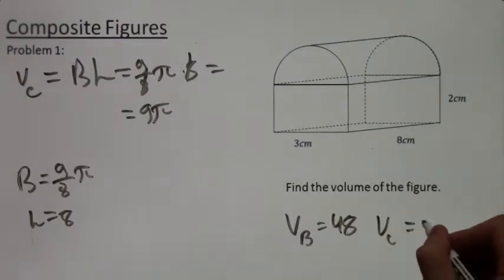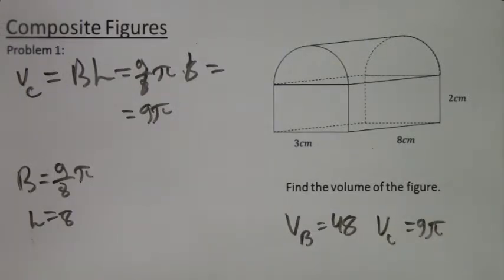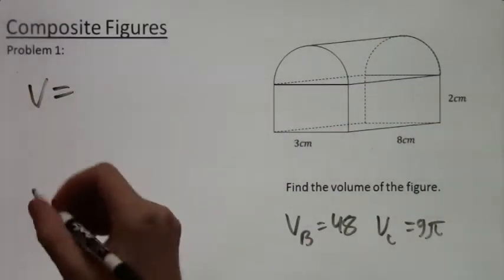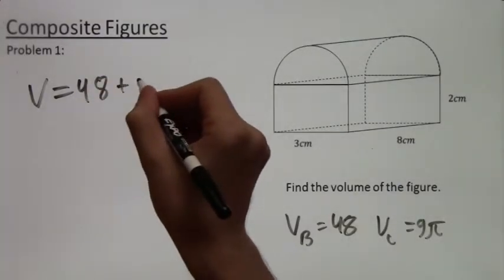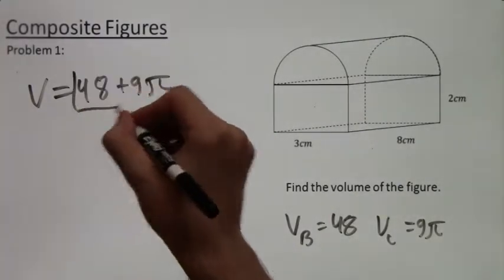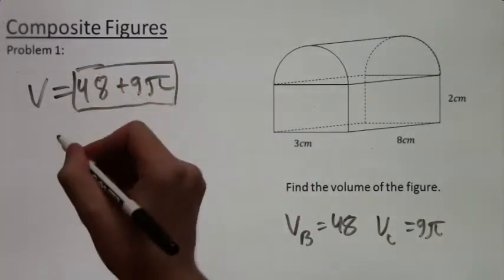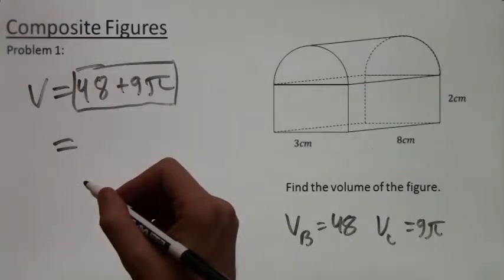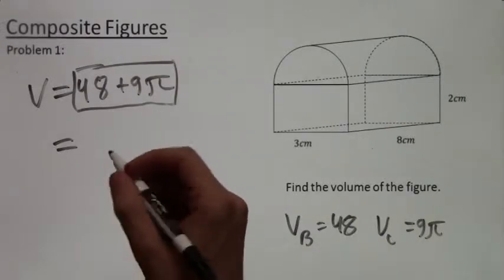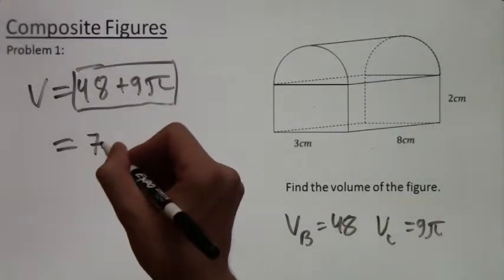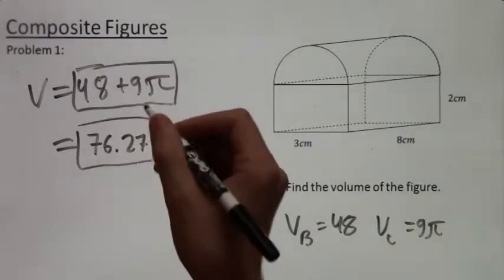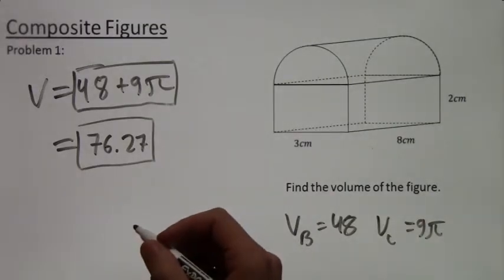So we have so far the volume of the box is 48, the volume of half the cylinder is 9 pi. So the volume of the whole thing is the sum of the two, 48 plus 9 pi. And we can leave it in this form, or we can also write it as a decimal. It depends on what your textbook or your teacher asks you. If we calculate the decimal, we just plug it into the calculator, and we will get 76.27. So either one of these works as the final answer, depending on what you want.